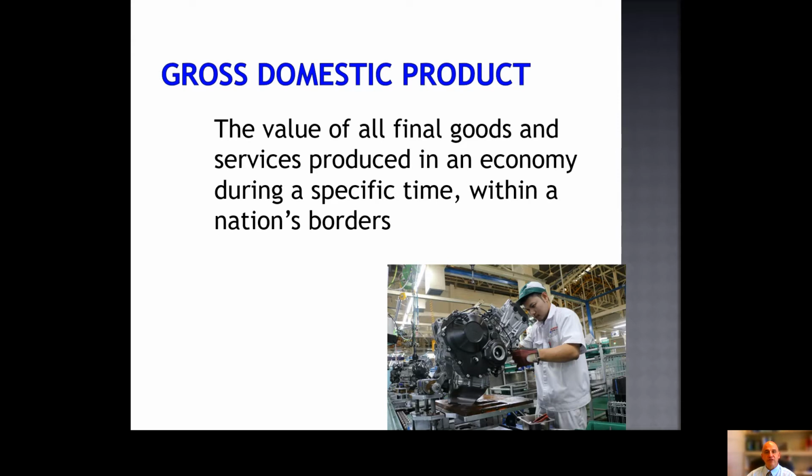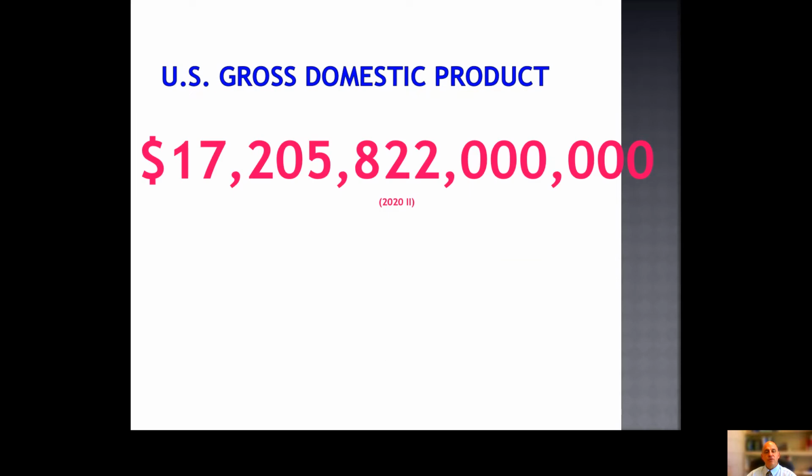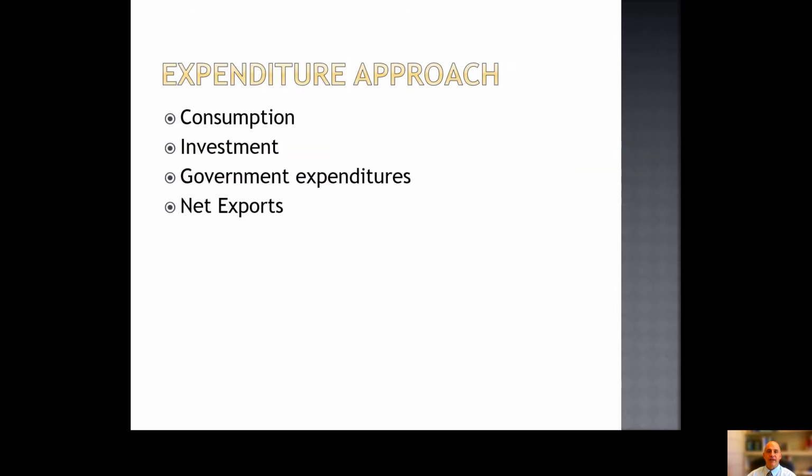That means it's dollars. It's the dollar figure of all the final goods and services that we produced within our nation's borders, and it's usually done by month or by quarter and then annualized. So right now, our gross domestic product stands at about $17.2 trillion. So from 2019 second quarter to 2020 second quarter, our country produced $17.2 trillion worth of goods and services, final goods and services. So how do they actually come up with that number?